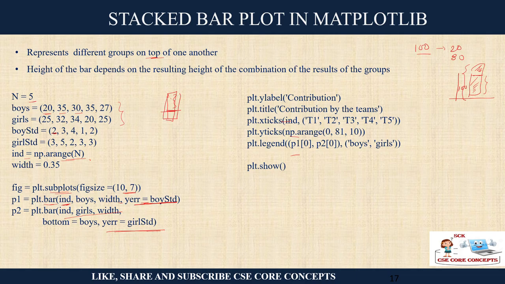You can create some legends. You can use some values, like P1 of 0, P2 of 0, boys and girls. You are showing that ratio. So I hope you understood.